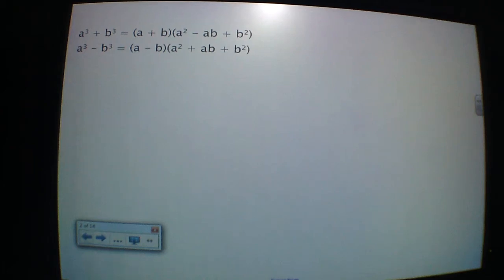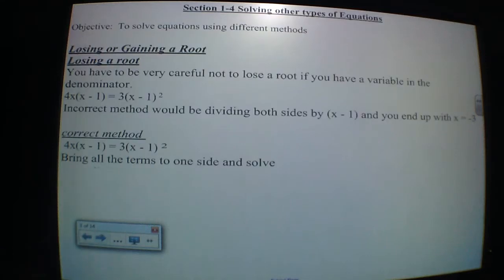Here's a factoring formula you might need for this section. The last page of your book has some factoring formulas, so if you need to look it up, it'll be on there. Section 1.4, solving other types of equations.